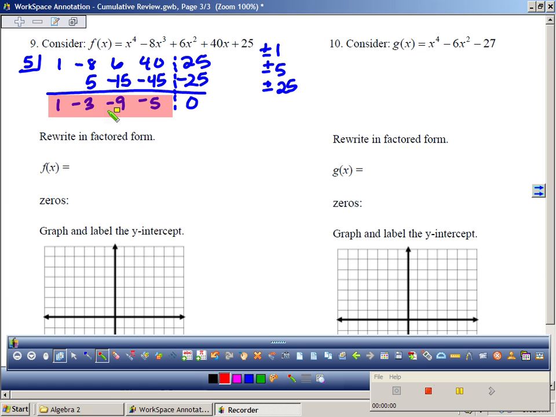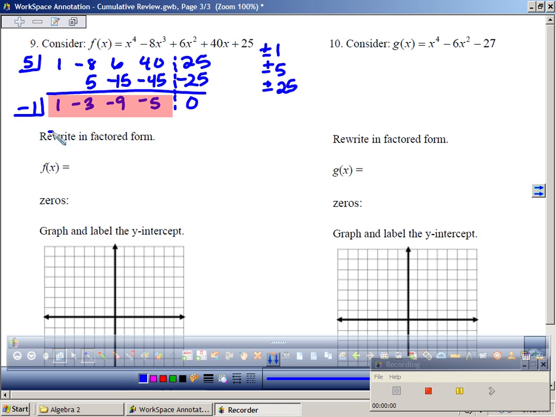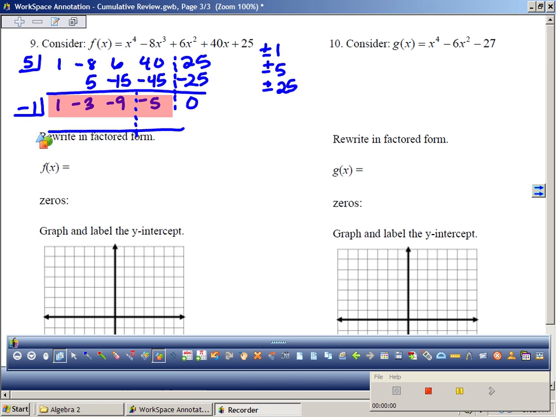From this point right here, I take the rest of this and use negative 1 and do synthetic division again. I'm not going to do it. I'll leave that for you, but what you get is x minus 5 times x minus 1. Shoot. Actually, I think I'm going to cover this up and show you what happens.